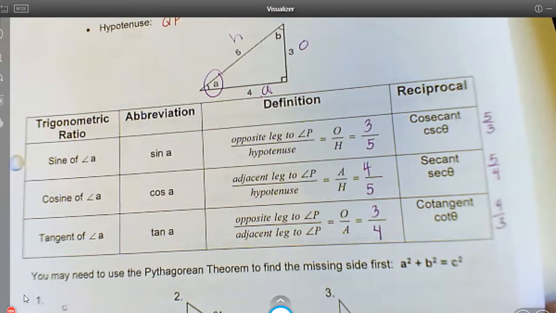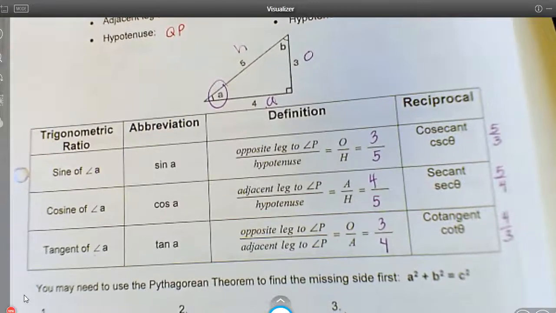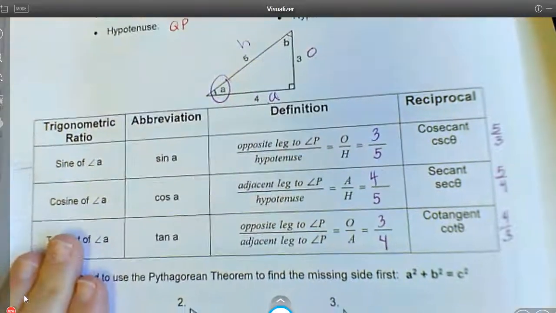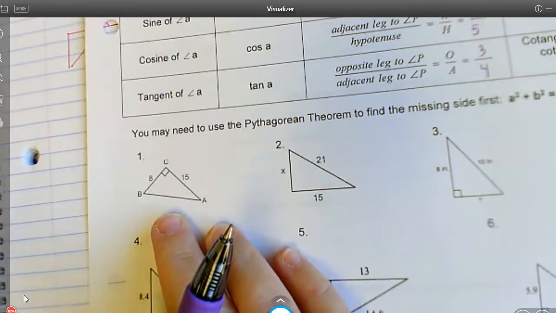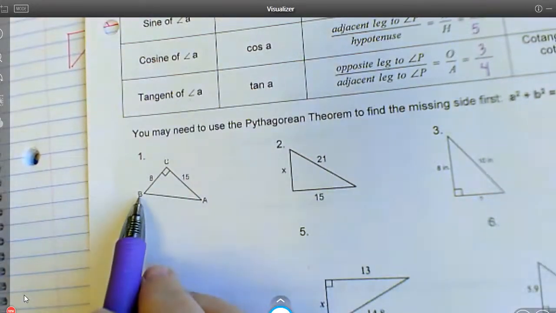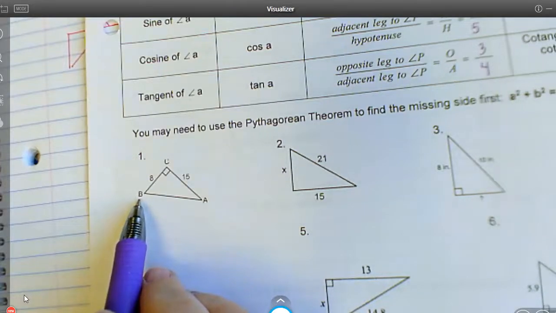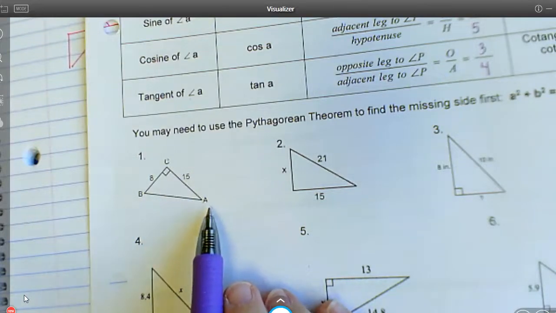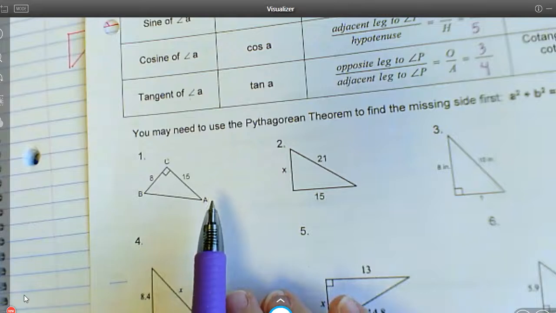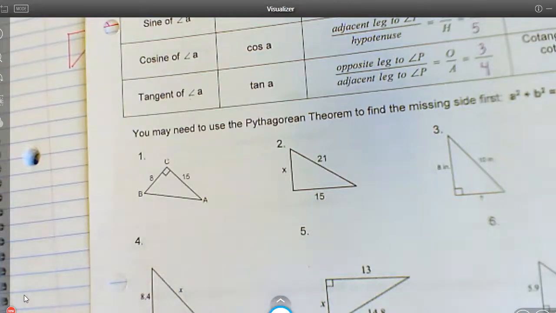Now, the last thing that we'll talk about today, we want to be able to find all the trig functions all the time. But the problem is, if I look at number 1, and let's say that I wanted to find sine of angle P, or B. Sine is opposite over hypotenuse. Opposite's 15, what's the hypotenuse? I don't know. So this is where we need to use the Pythagorean Theorem. I want to remind you what the Pythagorean Theorem is so that we can find the other side, so that after we find the other side, then we can find all the trig functions that we need.